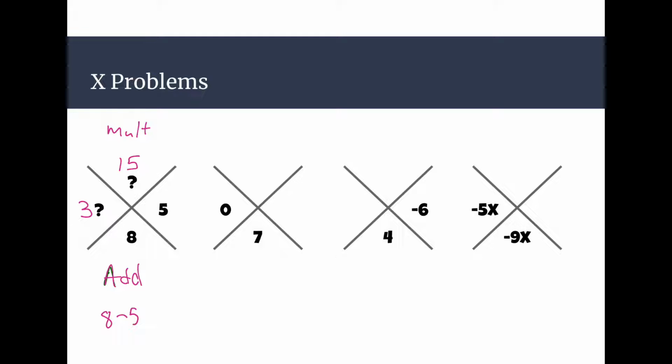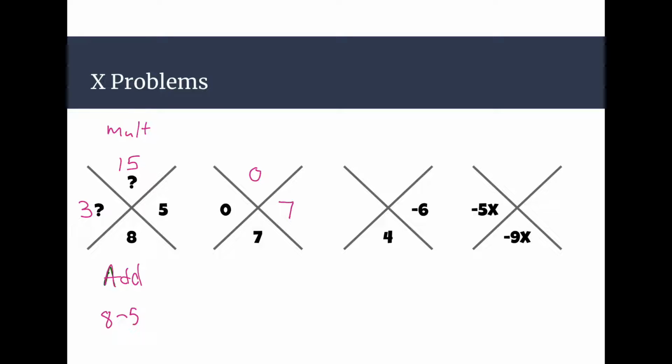All right, next one. Once again, pause the video, see if you can do the other one on your own. All right, so 7. So 0 plus what number gives me 7? And that would obviously be 7, right? 0 plus 7 equals 7. And then I can multiply them, 0 times 7, to get an answer of 0.